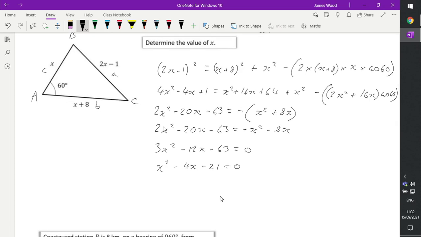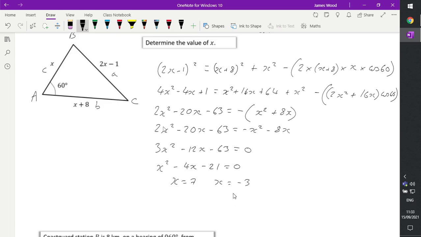Now, just solve a quadratic however you like. You could even just use your calculator to solve it if you want to. This one definitely factorizes, but you can just use your calculator to solve a quadratic. So our two solutions are going to be x equals 7 and x equals minus 3.